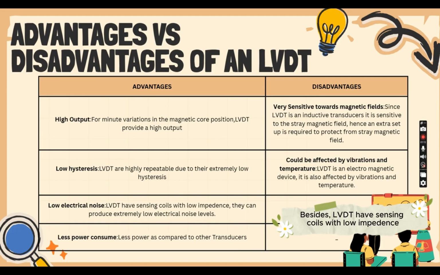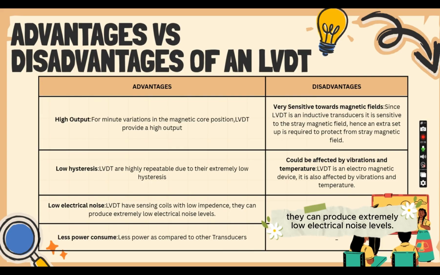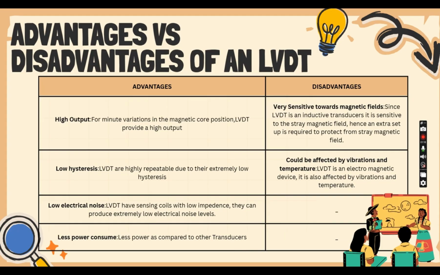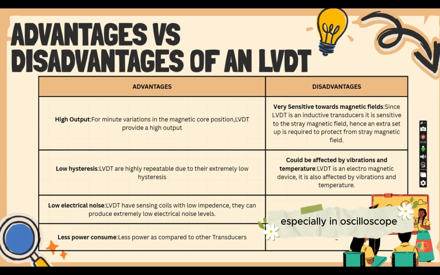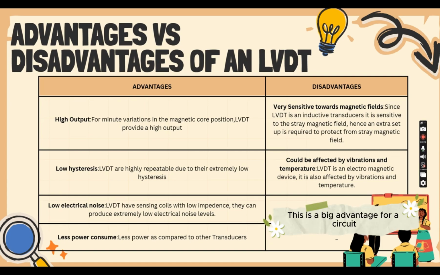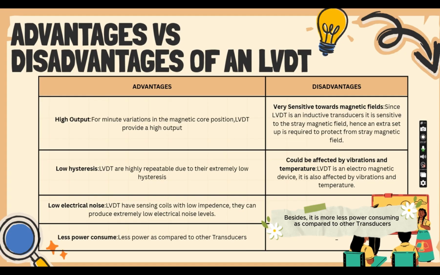Okay, besides, LVDTs have sensing coils with low impedance. They can produce extremely low electrical noise levels. Noise level is very important for any instrument, especially an oscilloscope. So this is quite an advantage for a circuit, to make sure the result is not affected. Besides, it is also low power consuming compared to other transducers.